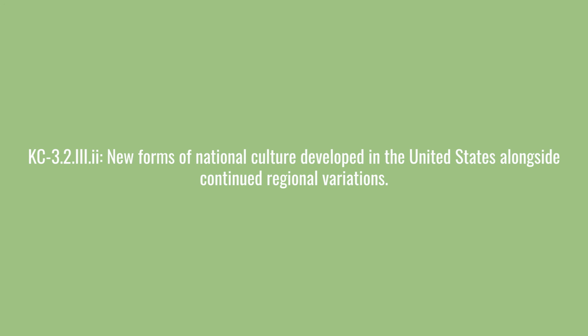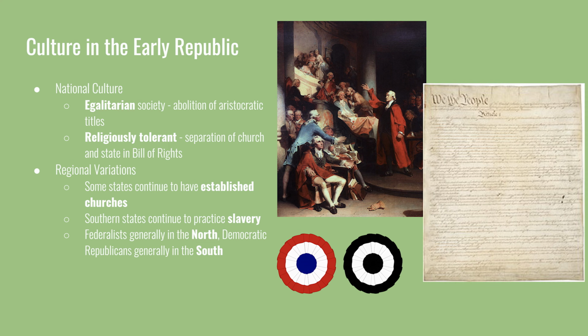The first key concept says new forms of national culture developed in the United States alongside continued regional variations. The national culture that develops is going to be one that values egalitarian society. That means that they believe that all people are equal. This is furthered in the Constitution with the abolition of aristocratic titles.